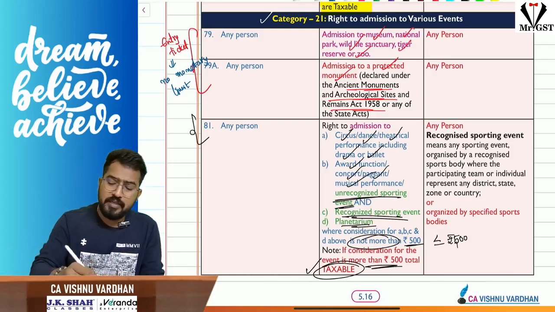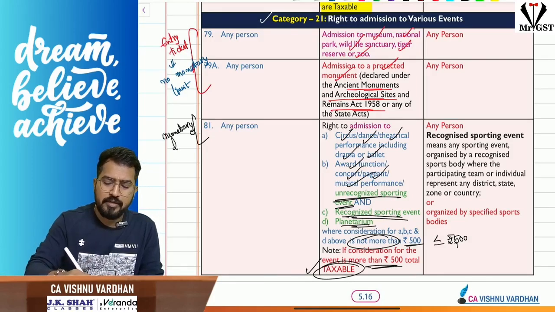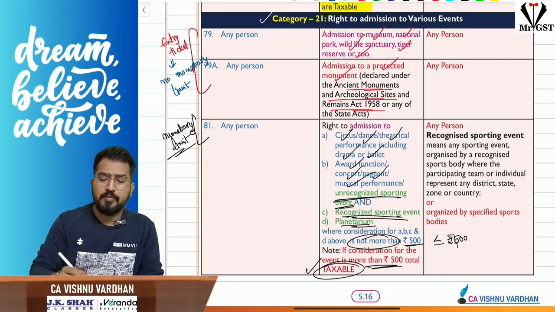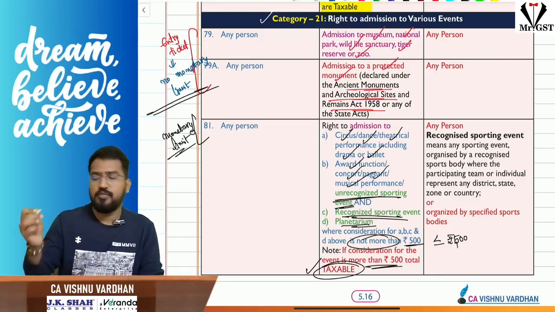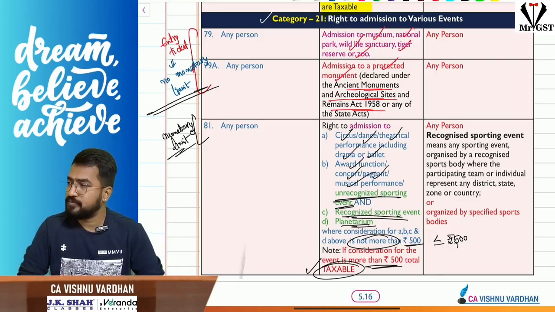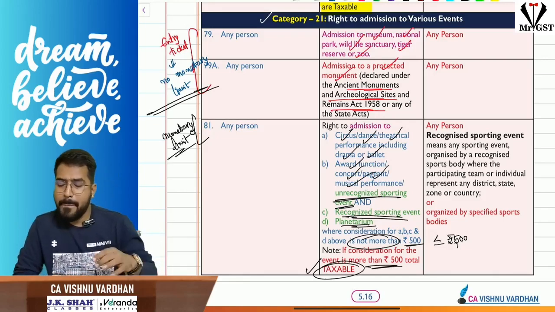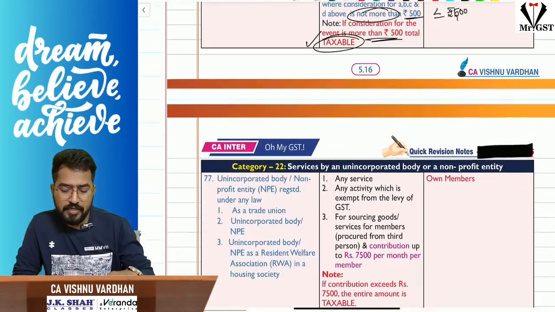Okay, so please understand, here there is a monetary limit, but whereas here there is no monetary limit. Hope it is clear for you. Okay, next, so we are done with that category also.